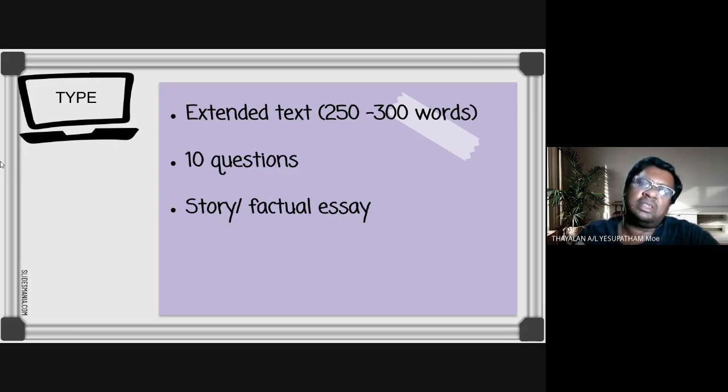If you were to consider the first part, you only have about 8 questions. Part 3, 8 questions. Part 4, sorry, 6 questions. Part 5, 8 questions. So only this part, which is rational close, has 10 questions. So if you are very focused, you should be able to get all the questions correct. Now, it is basically based either on a story, or a factual essay based on facts, or a biography, or a descriptive essay.